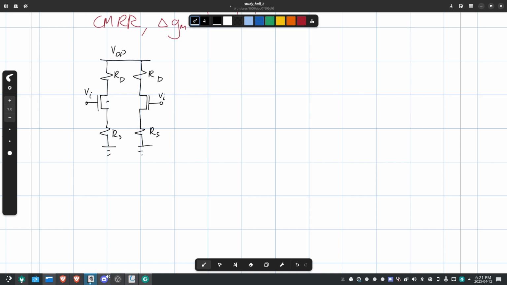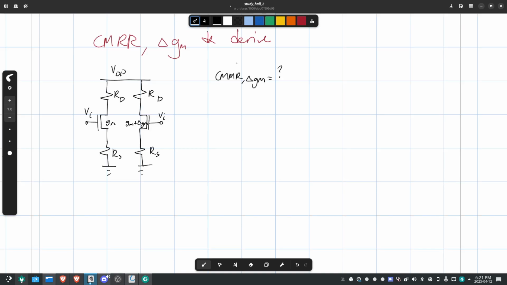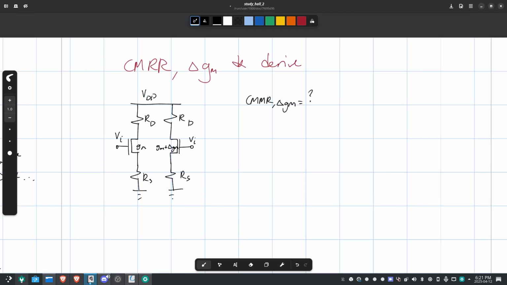And then we have GM here, and then GM plus delta GM. So CMRR, delta GM is what? Kind of hard to start with. Oh, this is going to be negative, and this is going to be the positive side of VO. We're going to call this side 1 and this side 2, so whenever we need to differentiate 1 and 2.